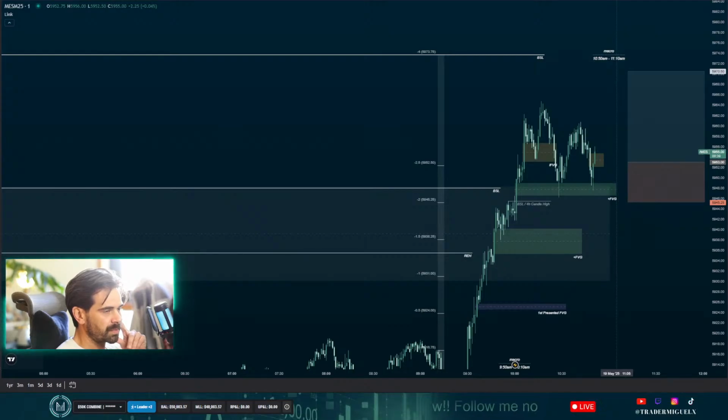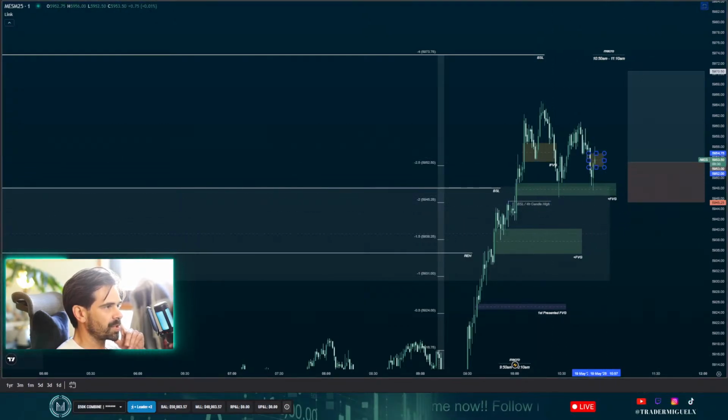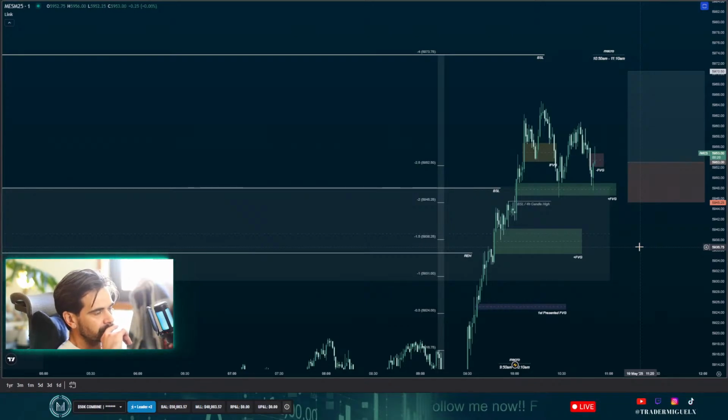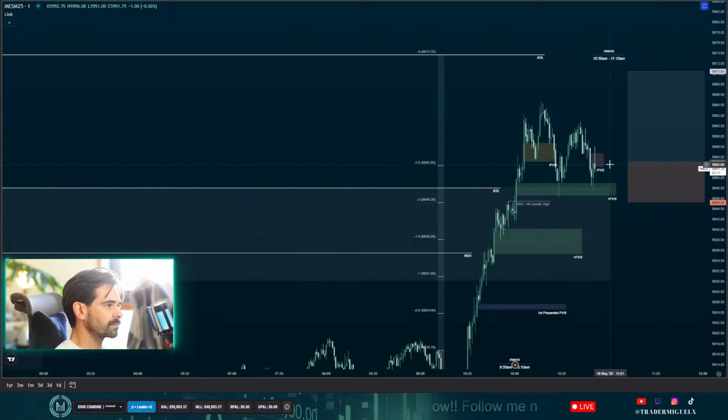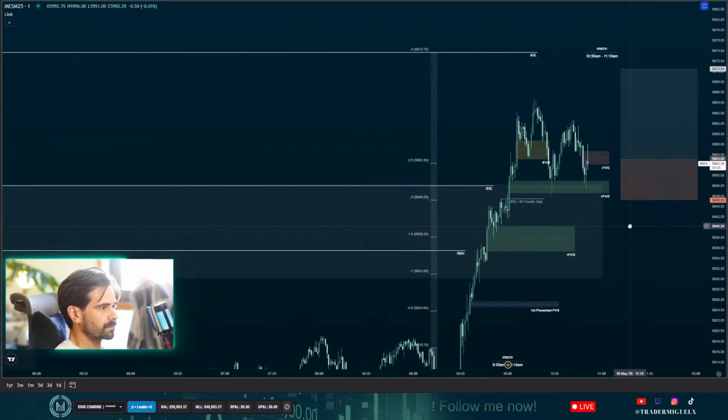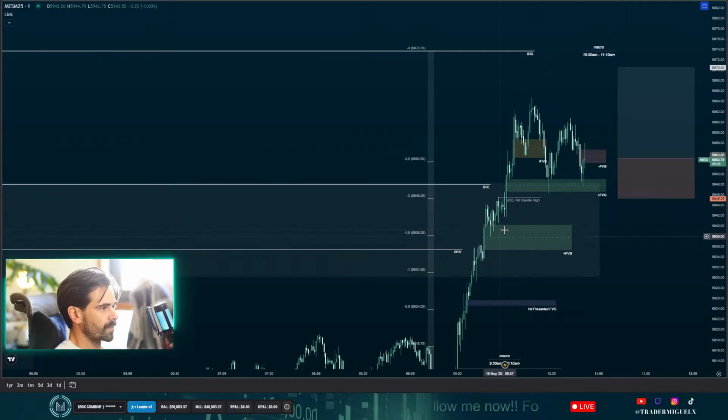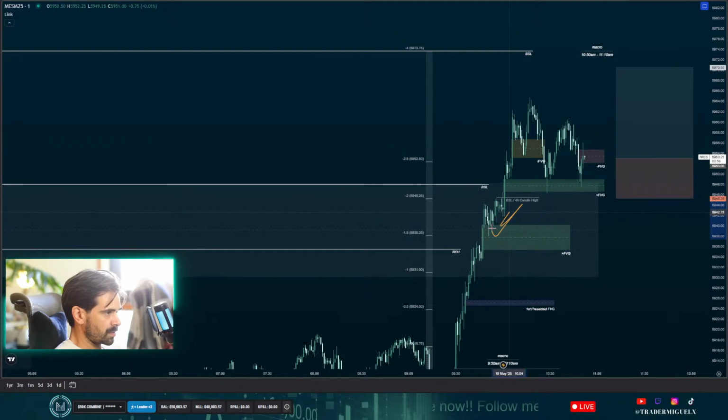that NQ did not purge this low here, and ES as well. So I will just wait until that one gets purged. Notice that we have a lot of liquidity here as well. So this type of liquidity usually gets purged as well.